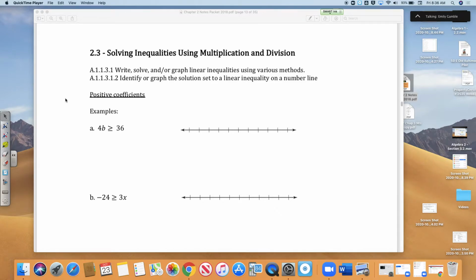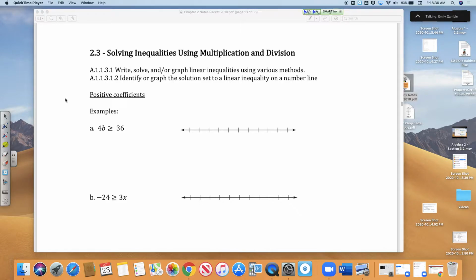All right, so yesterday we learned section 2.2, solving inequalities with addition and subtraction. Today we're going to solve inequalities with multiplication and division. Eventually we're going to be putting all of these together and solving multi-step inequalities that will require us to add, subtract, multiply, and divide, but today we're just going to be solving with one step. So your whole goal is to solve for the missing variable.